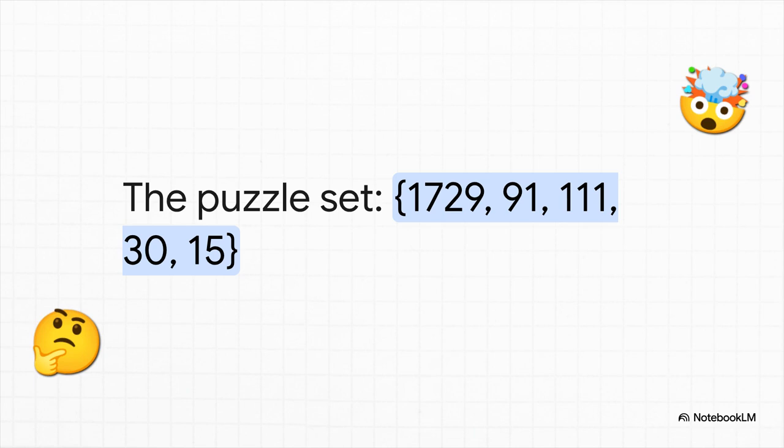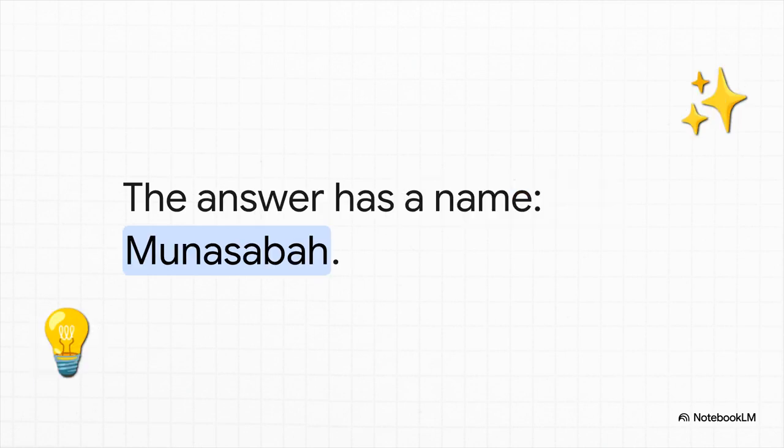What a weird mix, right? You've got this famous number from a math story, a couple of others, and then two pretty small everyday numbers. What on earth could be the common thread here? Well, the answer, the theory that actually ties them all together, it has a name. It's called munasaba, and it is the key to unlocking this whole puzzle.